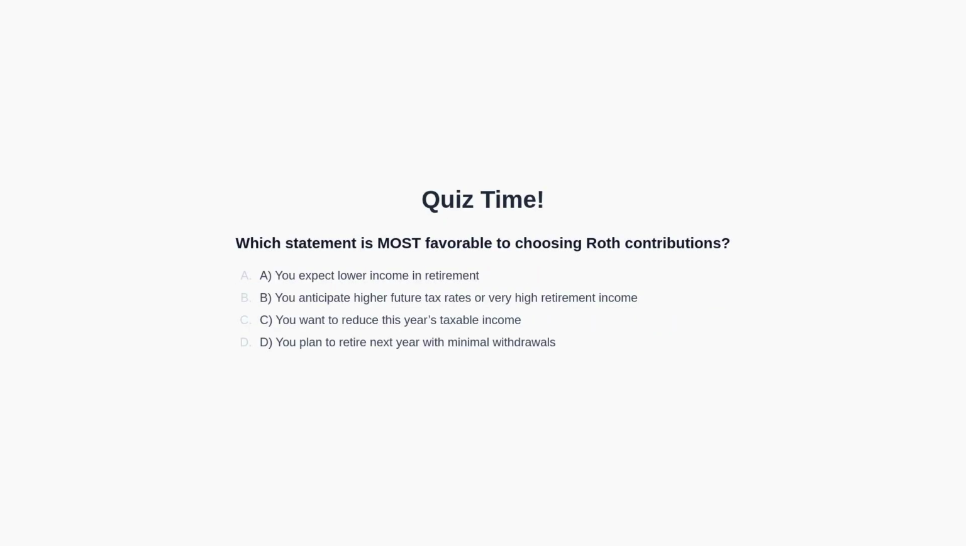Question: which statement is most favorable to choosing Roth contributions? Options: A. You expect lower income in retirement. B. You anticipate higher future tax rates or very high retirement income. C. You want to reduce this year's taxable income. D. You plan to retire next year with minimal withdrawals. You may pause the video now to think about the answer. We will discuss the answer in the next section of the video.